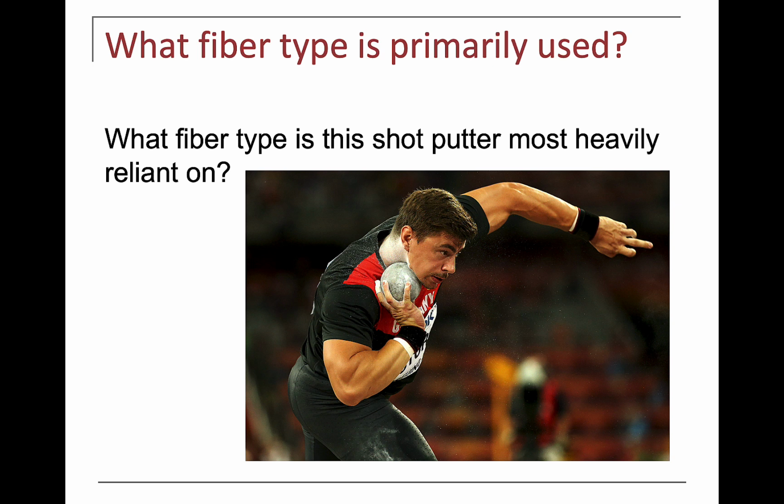This is a very intense quick movement, so this would rely more on fast glycolytic. It's more on intense power, not on sustained contraction. And when your muscles hypertrophy and they're getting larger, like the muscles you see in the shot putter here, the person is primarily working those fast glycolytic fibers and making those hypertrophy.